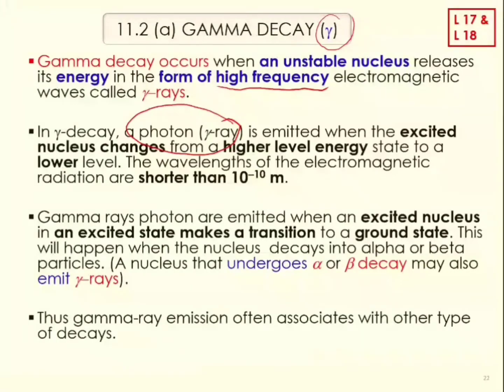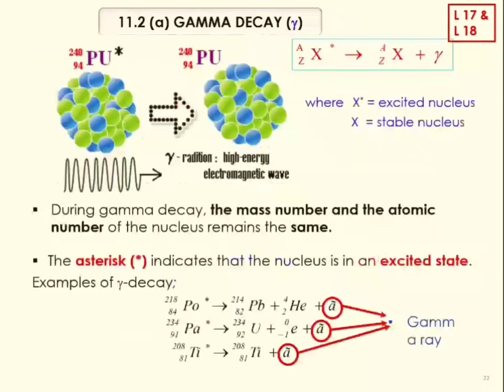The nucleus goes from n equals 2 to the ground state, n equals 1. This will happen when the nucleus decays into an alpha or beta particle. So a nucleus that undergoes alpha or beta decay may also emit gamma rays. It is possible for alpha and beta decay to also release gamma rays. Thus, gamma ray emission is often associated with other types of decay. Okay, so this is the example.